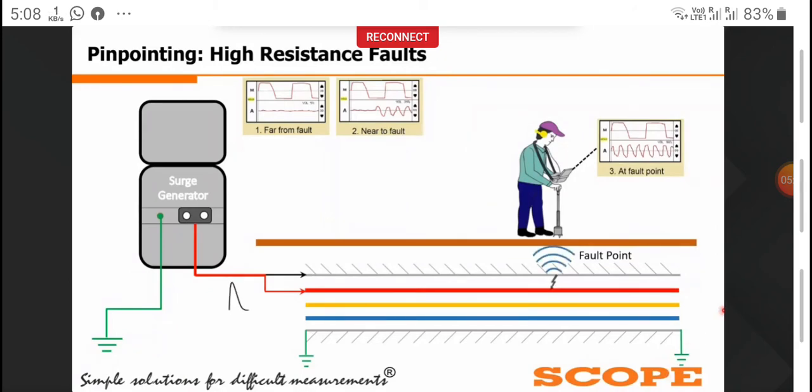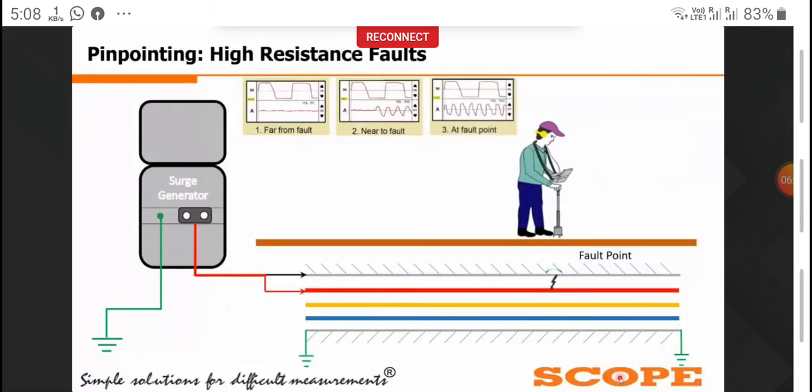Whenever we reach this faulty point, we will see the coincidence of both the magnetic and acoustic signals. So while pinpointing, we will always keep in mind that the higher peak of sound is not the fault point, but the exact coincidence of these both signals, or the zero, meaning the lesser time delay between these both channels will be your fault point. Okay, so this is the procedure for high resistance fault.